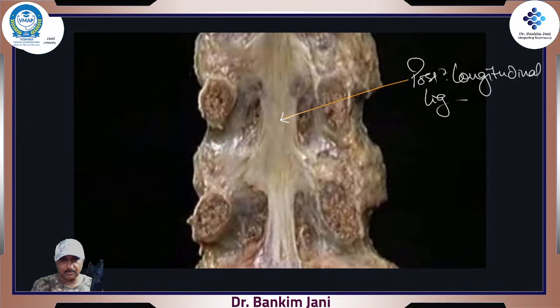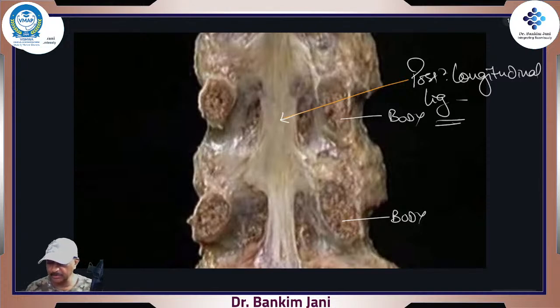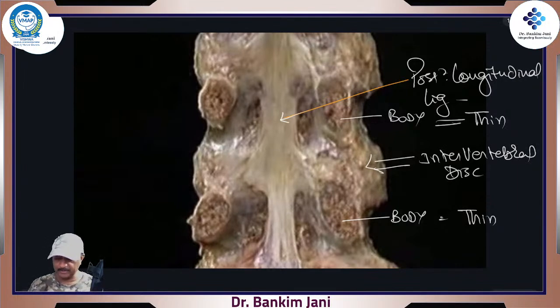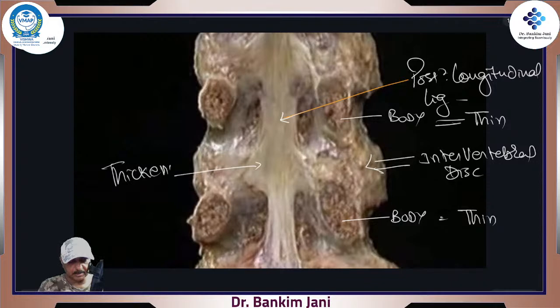As it passes over the vertebral body, it will be thin. But when it is in relation with the intervertebral disc, it would be thicker, right? So you can easily say that this is the body. This posterior longitudinal ligament is thin over here as it crosses the body. But over here, this one is nothing but the intervertebral disc. So when the posterior longitudinal ligament is in association with the intervertebral disc, it is thickened.